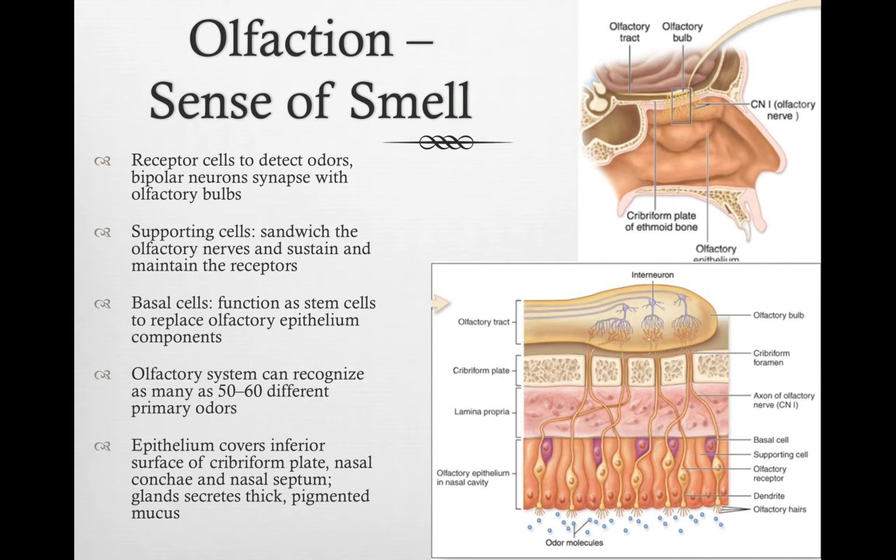The epithelium itself covers the inferior surface of the cribriform plate. So here is that cribriform plate from the ethmoid bone, everybody's favorite bone. And these are the cribriform foramina through which those neurons are passing. And that epithelium in this area here also covers things like the nasal concha and the nasal septum. And the glands within this epithelium secrete a thick pigmented mucus.